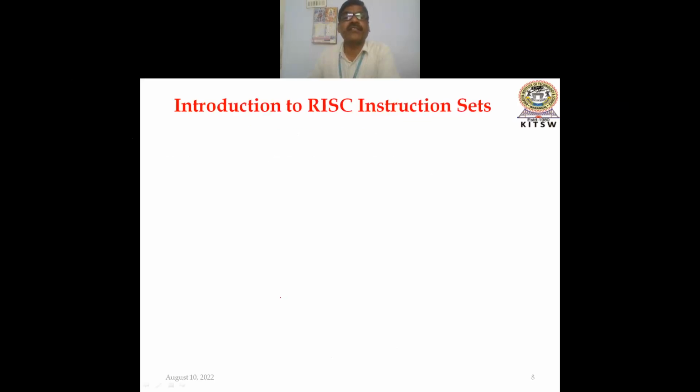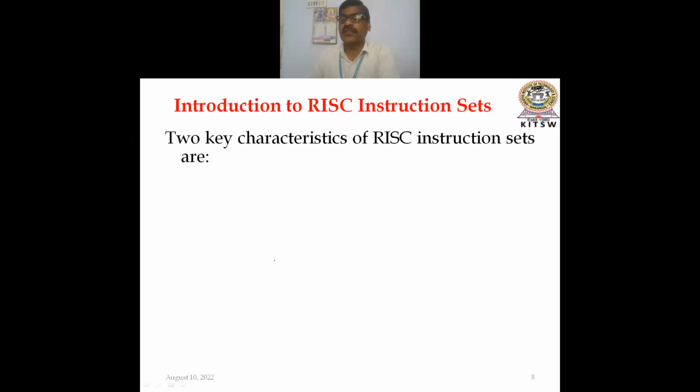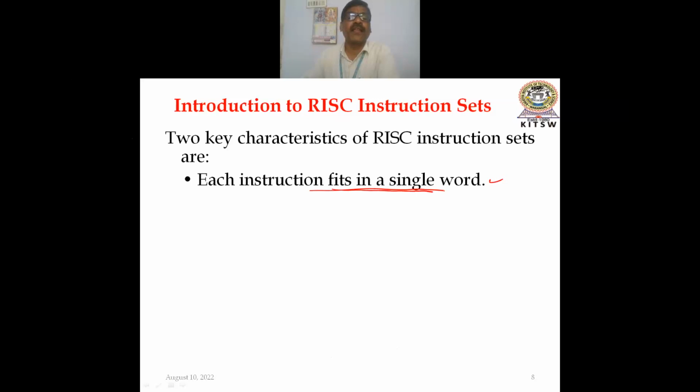Fine. Once you understand the difference between RISC and CISC instructions, now I am introducing the RISC instruction set. The two important key features of the RISC instruction set are, first, each instruction occupies a single word in the memory. This is one important point you have to understand in the RISC instruction set: each instruction occupies exactly one single word in memory.